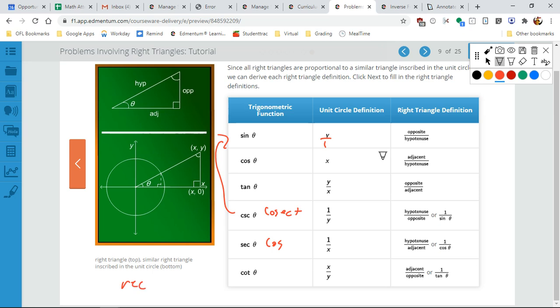I don't know how to spell reciprocal. Reciprocal. You really know how to spell this. I'm sorry, guys.